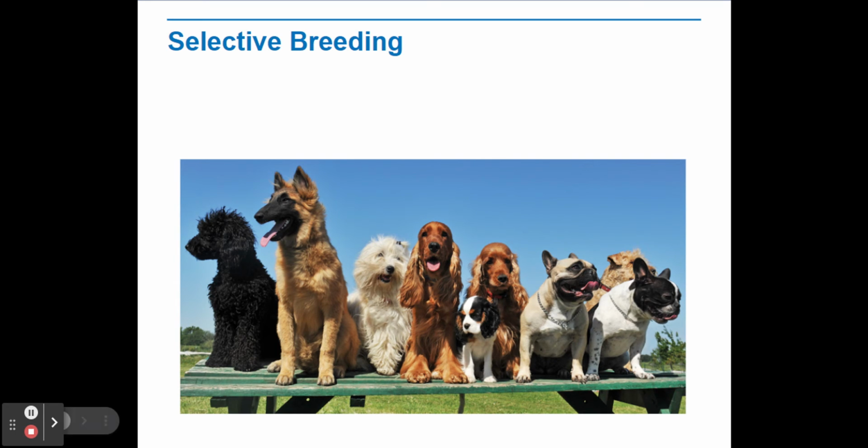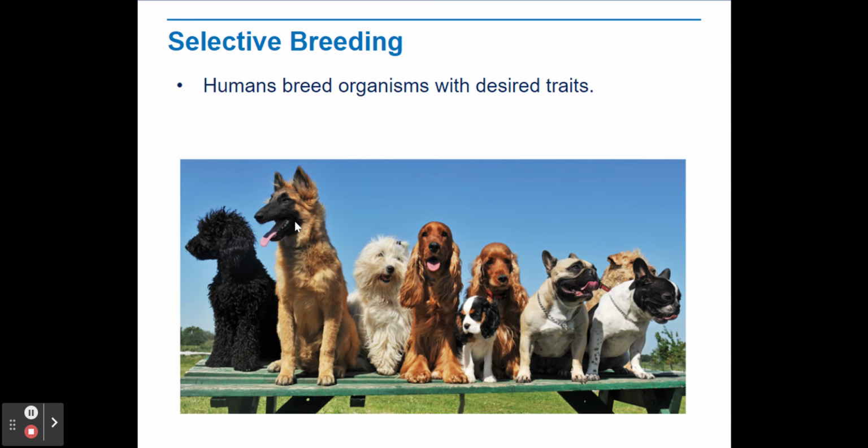What about this Labradoodle? That's mostly for looking at. Yeah, it just looks nice. And they're nice dogs. They have nice temperament. So selective breeding, we breed organisms that have desired traits. Now, of these dogs here, some of them might make good house dogs.